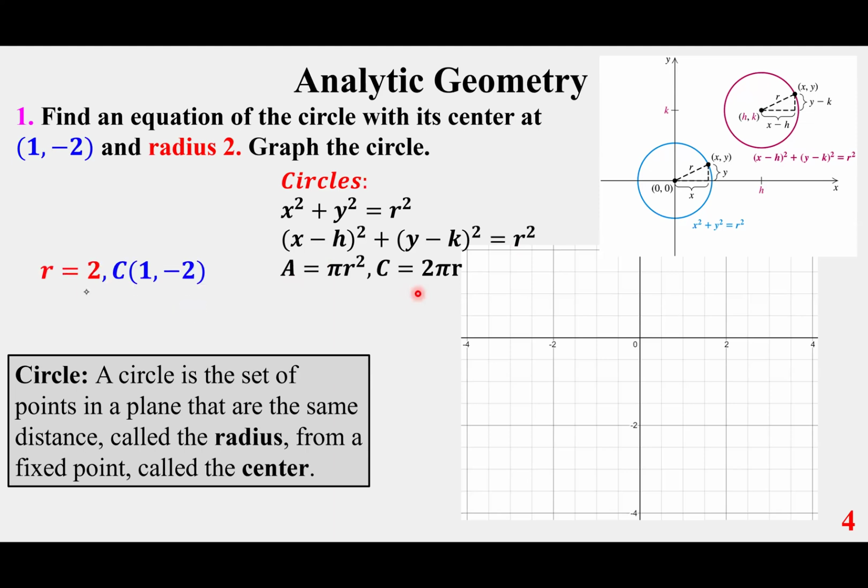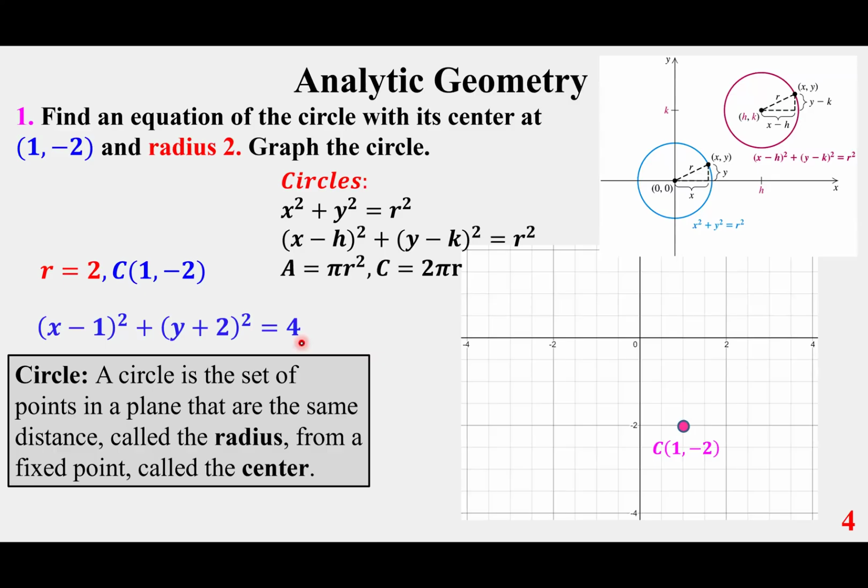So in this case, we know the radius, we know the center. Here's (0, 0), so we are going to go 1 unit to the right, 2 units down. And we are going to write this as (x minus 1) quantity squared plus (y minus negative 2, that is y plus 2) quantity squared equals 4. So that's the equation. Now we start graphing by putting the center.